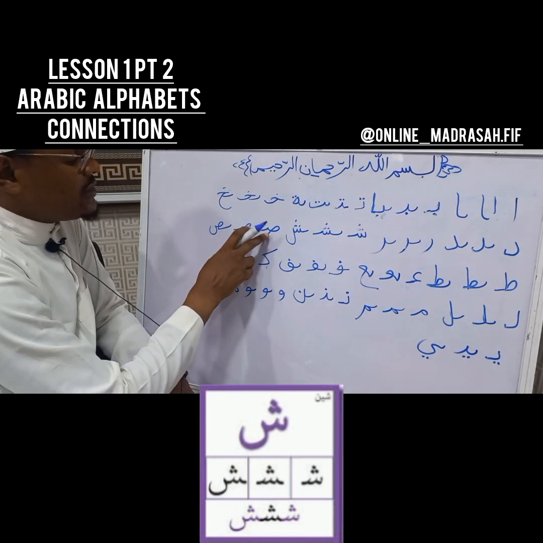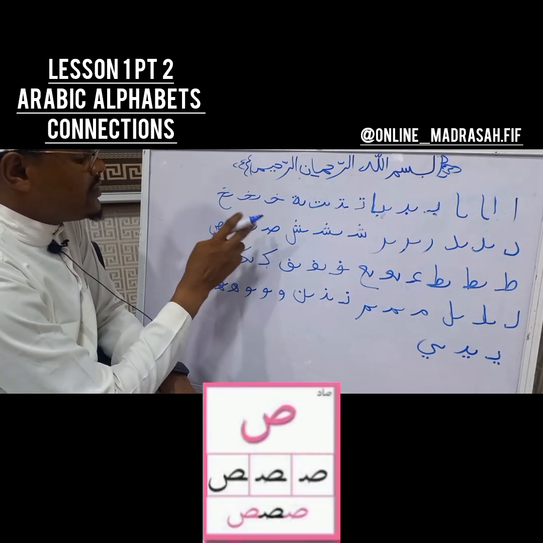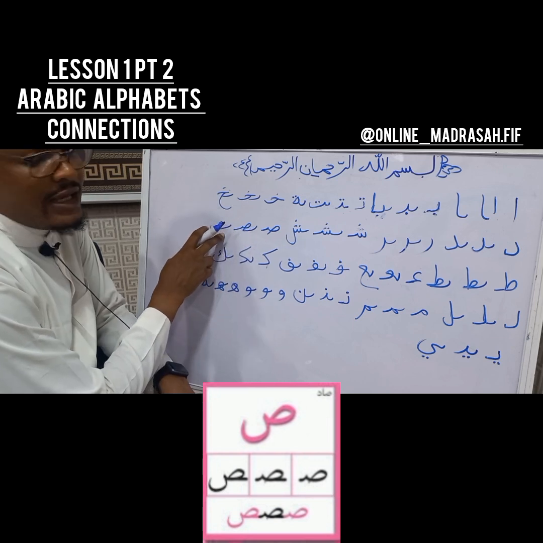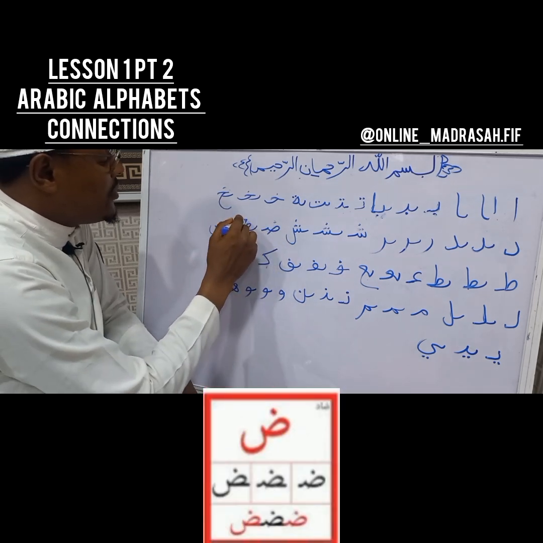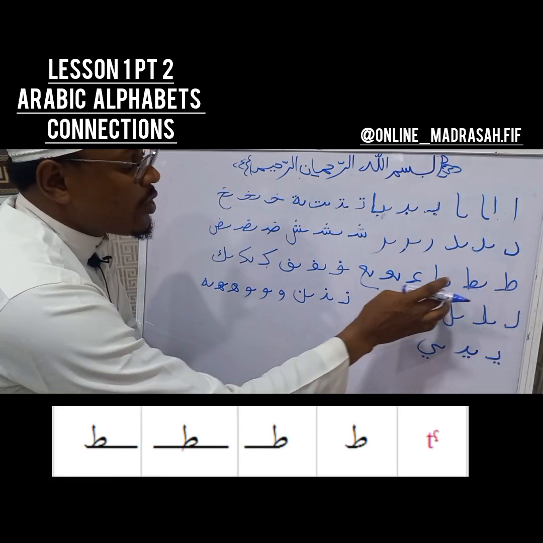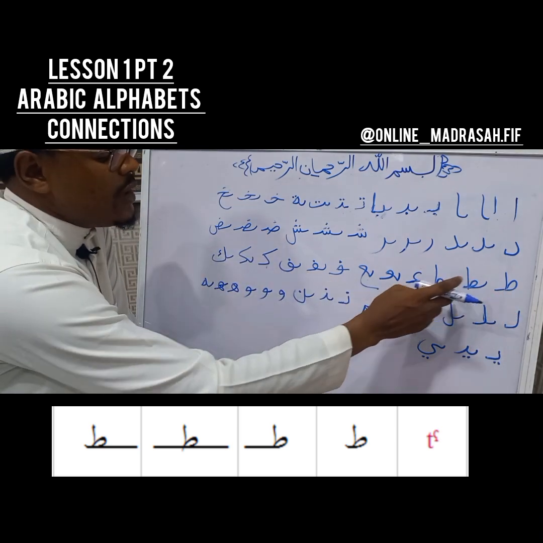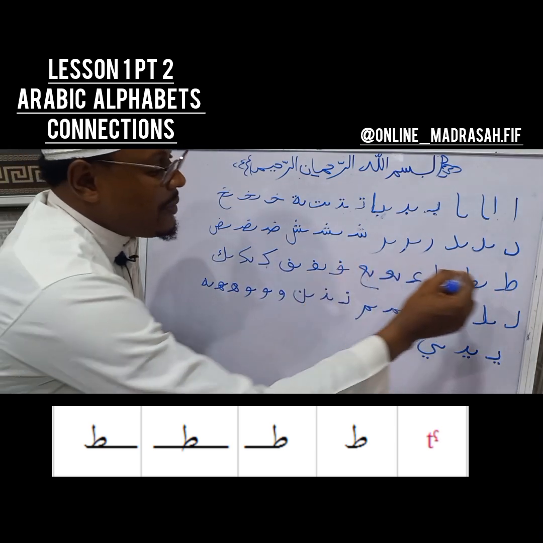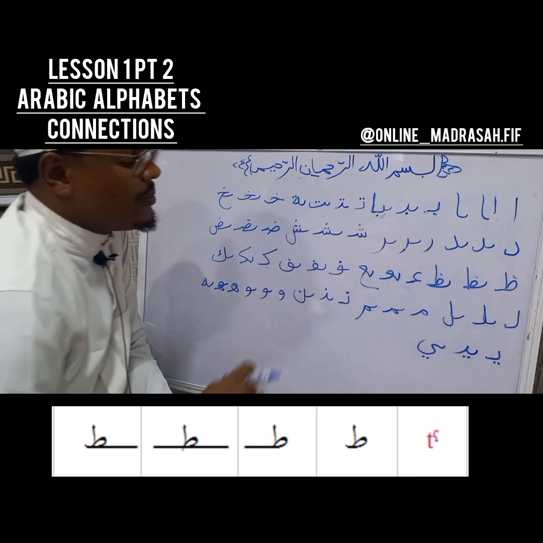So we have Sad, and Dad with a dot on top. Sad at the beginning, Sad at the middle, and Sad at the end. Then same thing applicable to Dad, with one dot up. You can see the dot. Then we have Ta at the beginning, Ta at the middle, and Ta at the end. Same thing applicable to Zo, with one dot up, one dot up, one dot up.